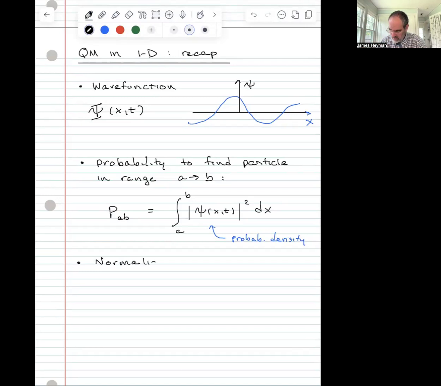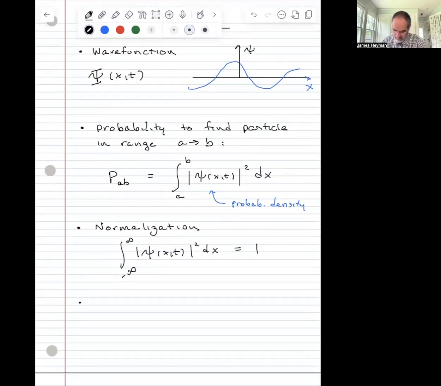Importantly, the wave function has to be normalized. That is, the integral of the probability density over all values of position, x equals minus infinity to plus infinity, must be equal to 1 at every moment in time.